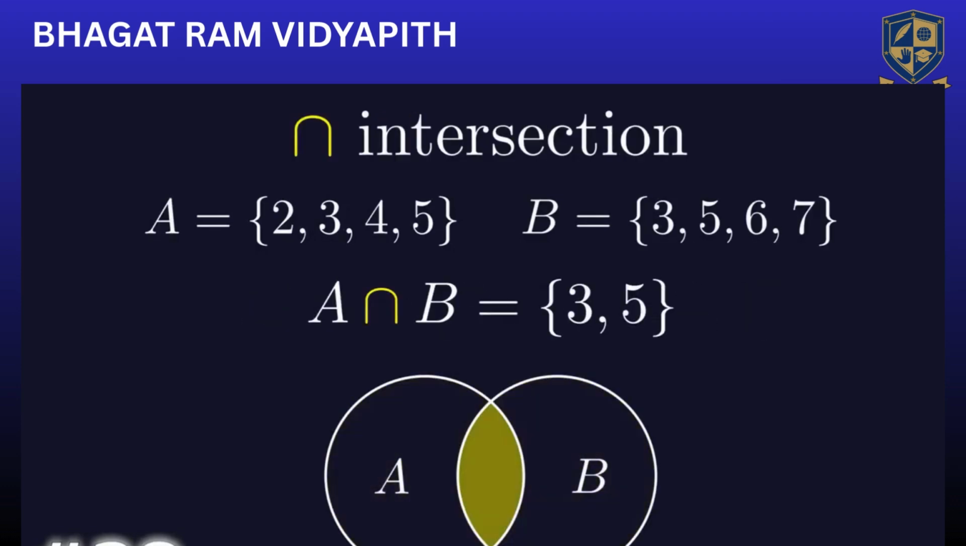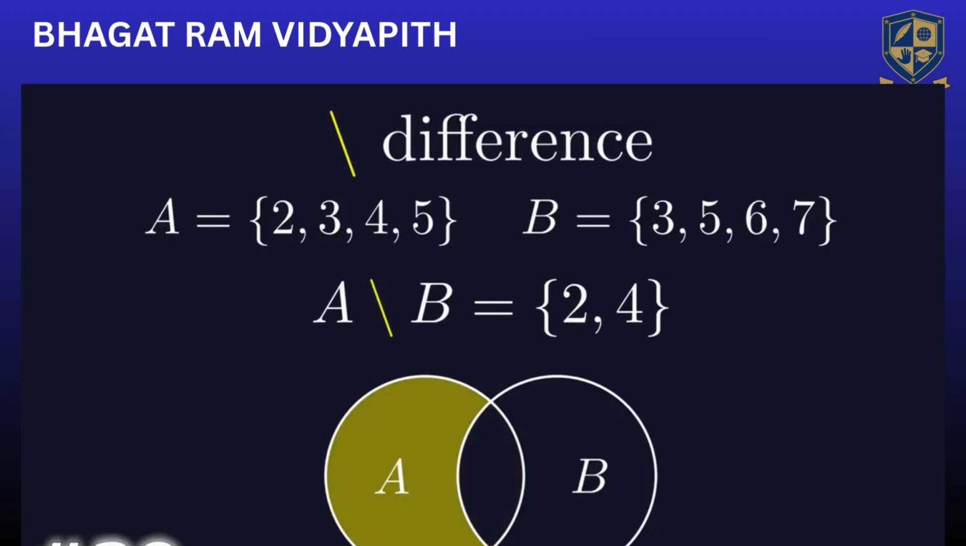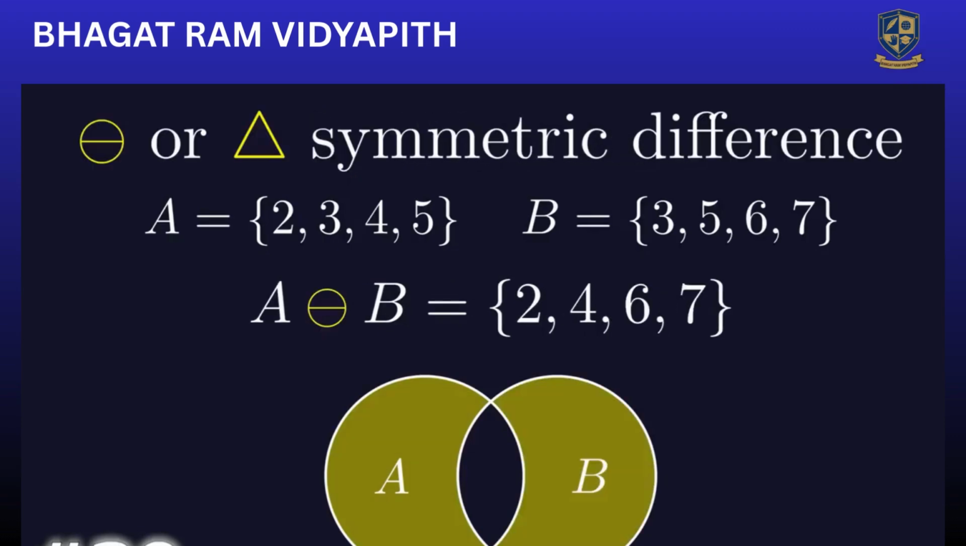Intersection denotes another operation of combining two sets. The result of intersection is a set which contains elements that are common in both sets. Set difference is denoted by a backslash. The result of this operation is a set which contains all elements of the first set that are not in the second set. Symmetric difference can be denoted by a triangle or a circled minus.